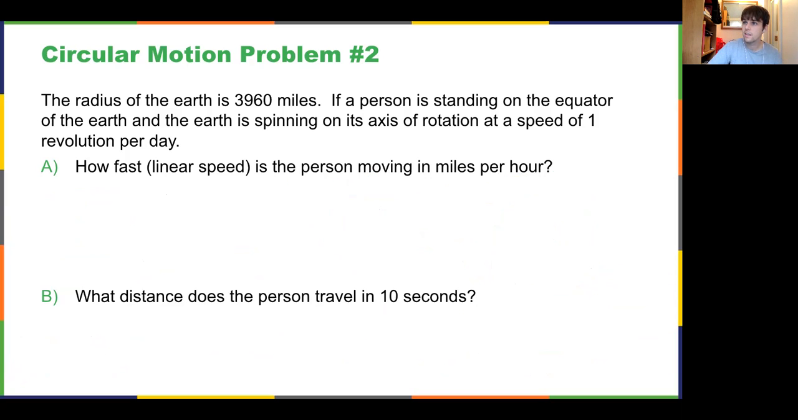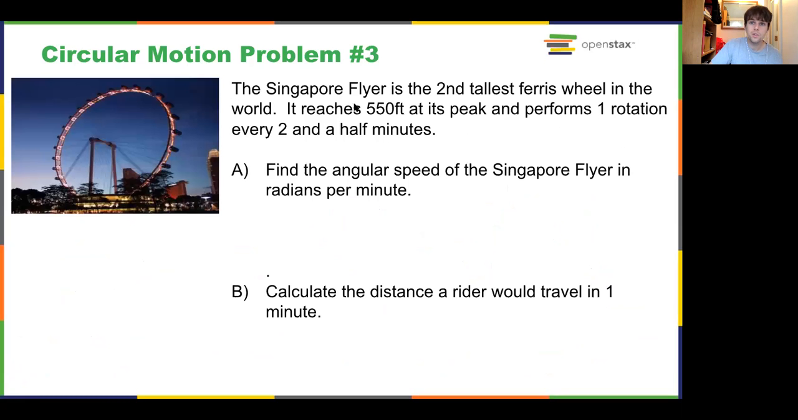All right. Last one here for some circular motion problems. The Singapore Flyer is the second tallest Ferris wheel in the world. It reaches 550 feet at its peak and performs one rotation every 2.5 minutes.